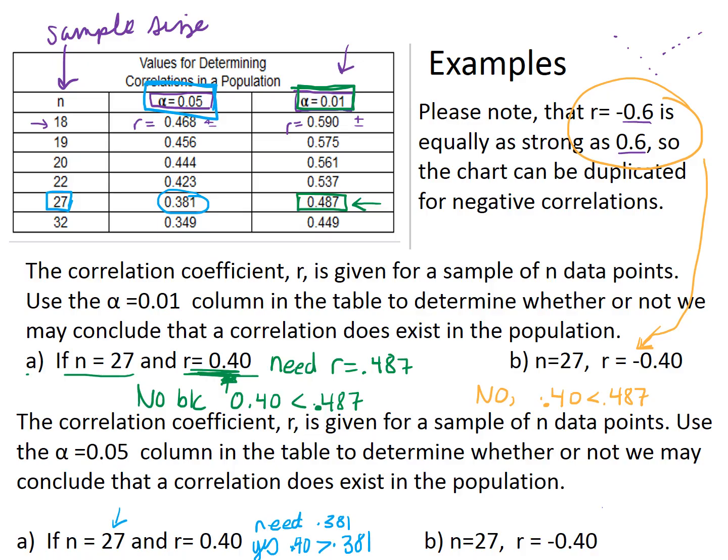And this is the same thing. Yes, right, because 0.40 is greater than 0.381. Again, it doesn't matter if it's positive 0.4 or negative 0.4. So that's a given chart, right? Obviously, you can see that as the sample size increases, the value of R needed in order for there to be a strong correlation decreases, right? Because we feel more confident for a larger sample size.